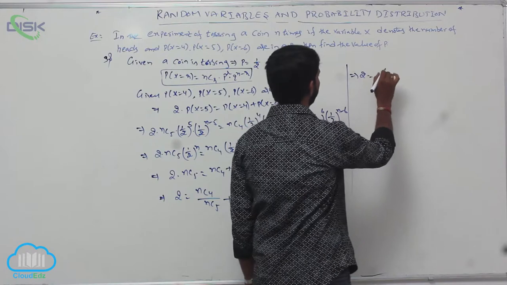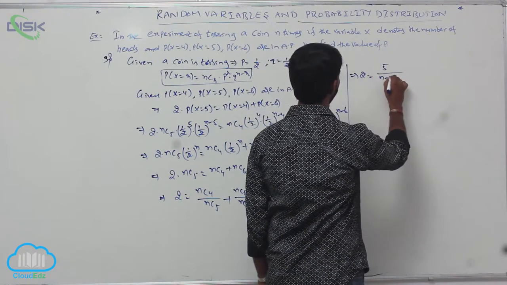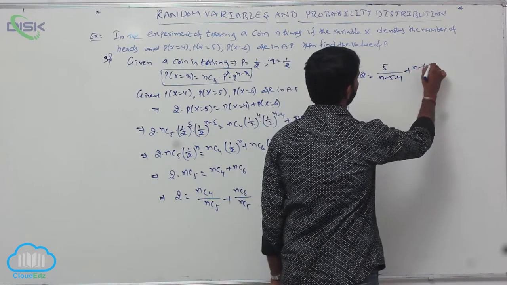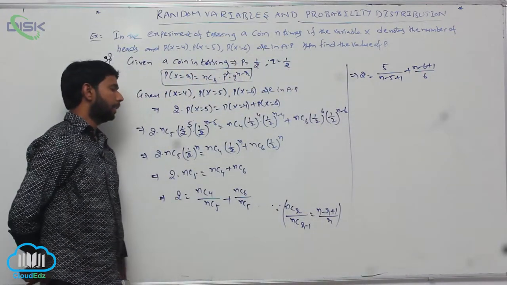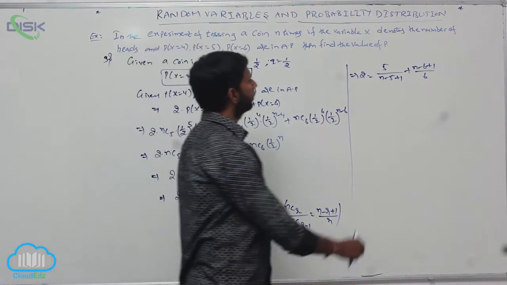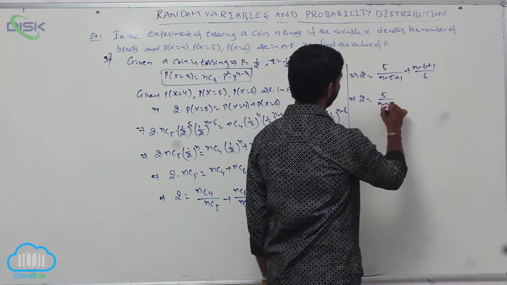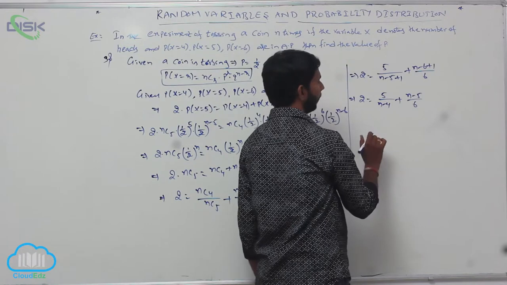Implies 2 is equal to 5 by n minus 5 plus 1, plus n minus 6 plus 1 by 6. Apply the formula nCr by nCr minus 1 is equal to n minus r plus 1 by r. Implies 2 is equal to 5 by n minus 4 plus n minus 5 by 6.